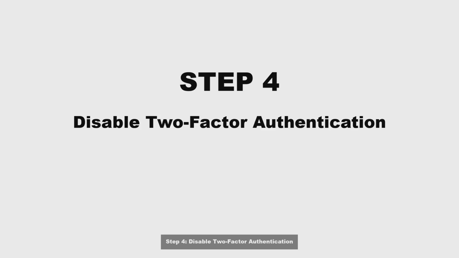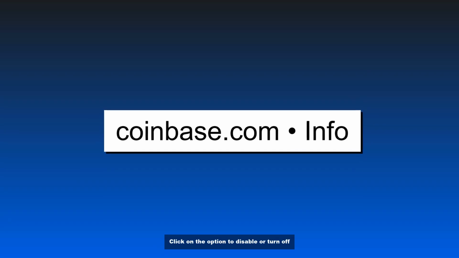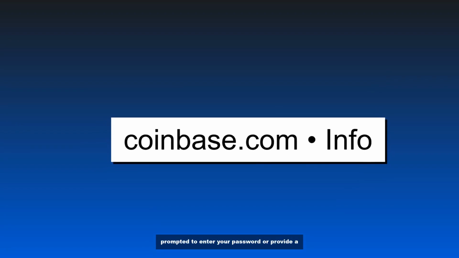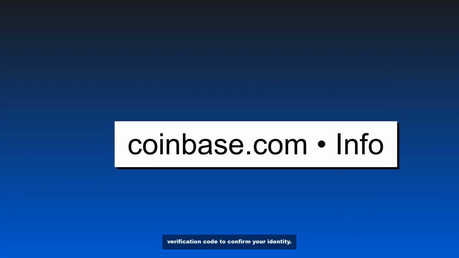Step 4. Disable two-factor authentication. Click on the option to disable or turn off two-factor authentication. You may be prompted to enter your password or provide a verification code to confirm your identity.